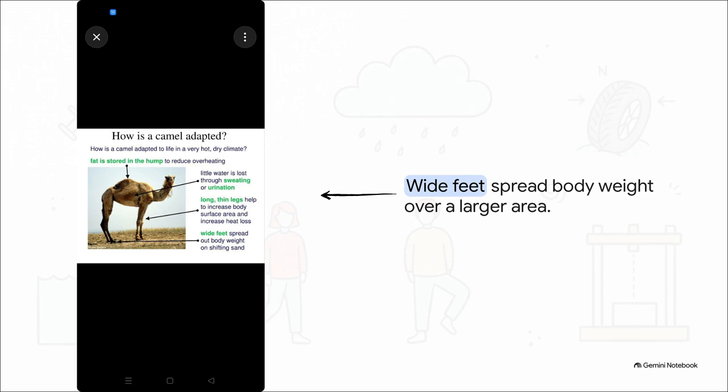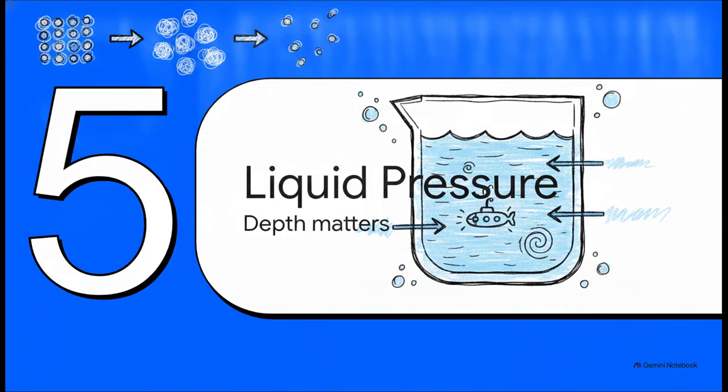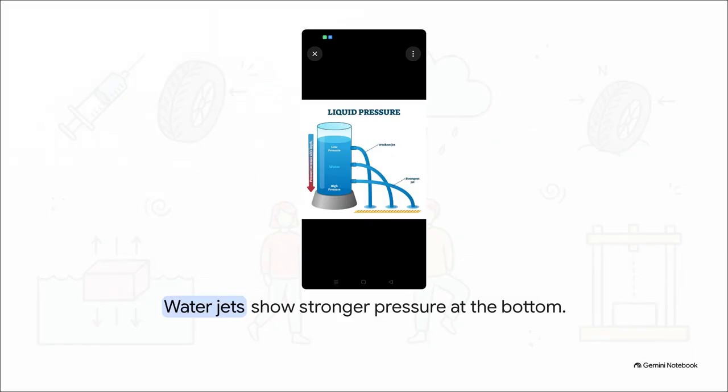And that ultra-low pressure is exactly what allows loose grains of sand to support a creature that weighs well over 1,000 pounds. Let's switch gears a bit. Section 5, liquid pressure and depth. So far, we've really only talked about solid objects pushing on other solid objects. Let's escalate our states of matter and apply these same concepts to the completely fascinating world of liquids.